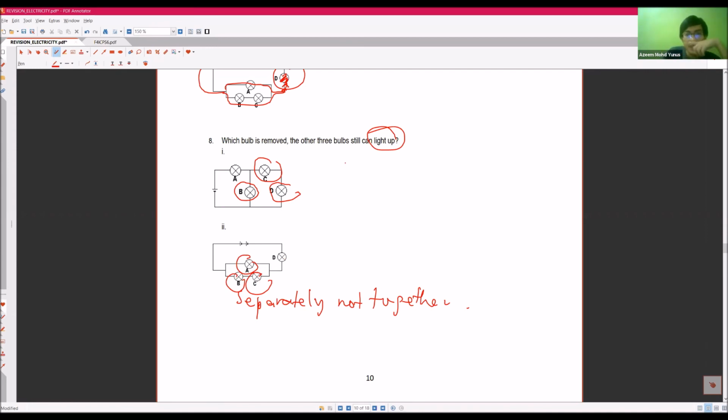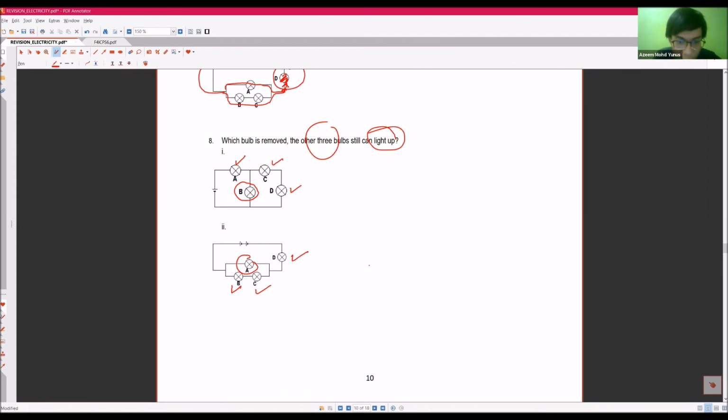Okay. But it says that three bulbs still can light up over here. So we have to take care of three bulbs. So we just need B, only B here. Because this bulb and this bulb can light up. So let's examine the below. We just need to remove A, because we need three bulbs. If we remove A, B, C, and D light up. Okay, so now I understand the question.